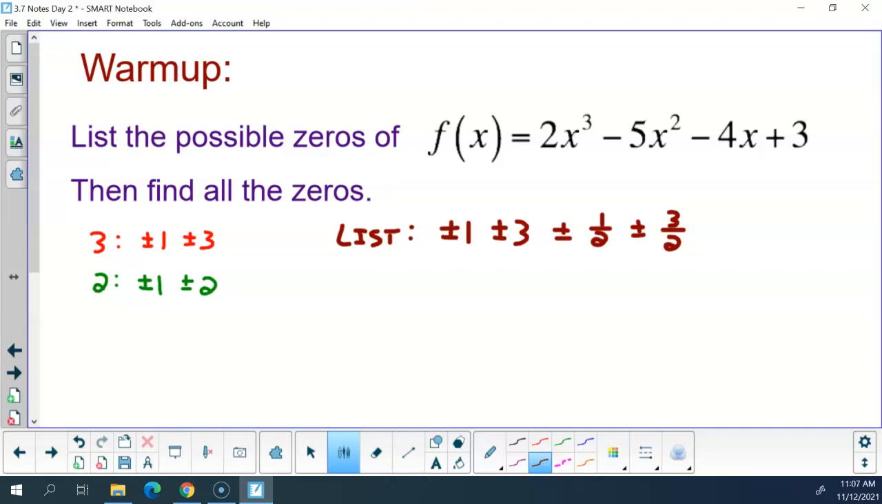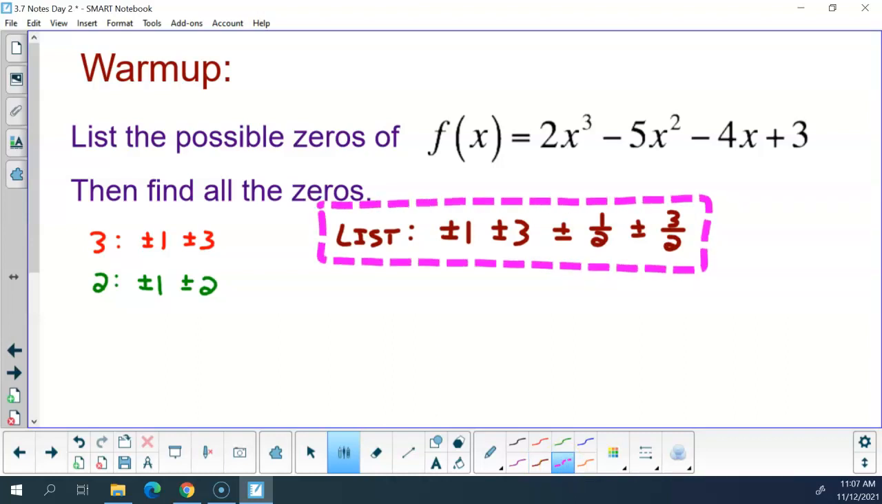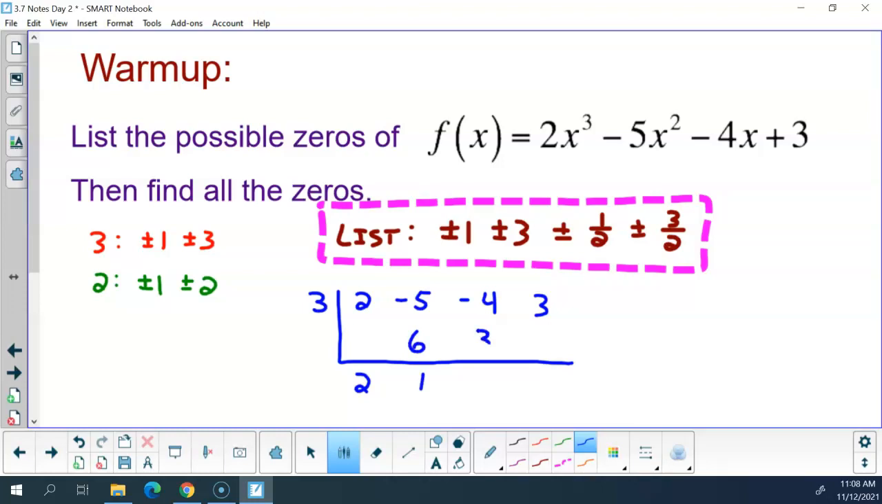Okay. When you were going through, did anybody find a 0? Yes. What do we got? 3. 3? Okay. All right. So let's try 3 first. Synthetically dividing in to 2, -5, -4, and +3. Drop it like it's hot. 6, 1, 3, -1, -3, 0. Love it.